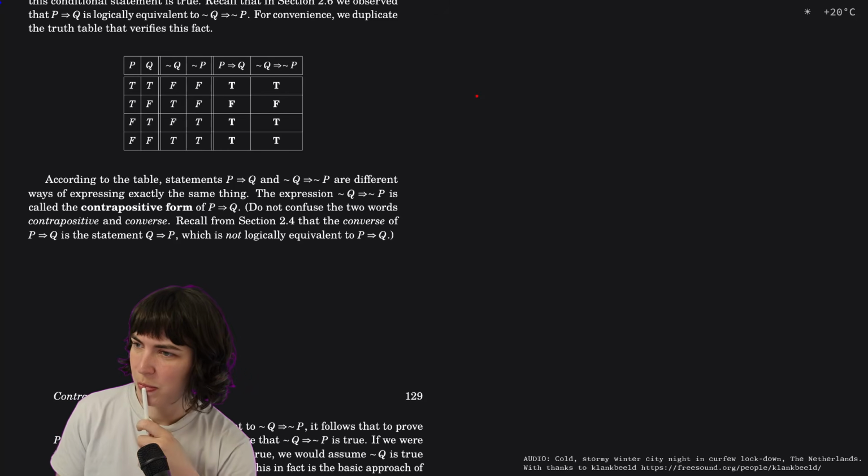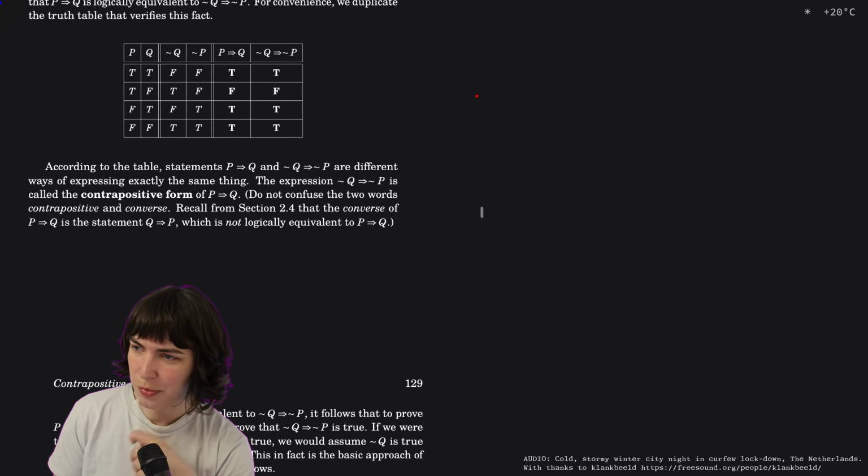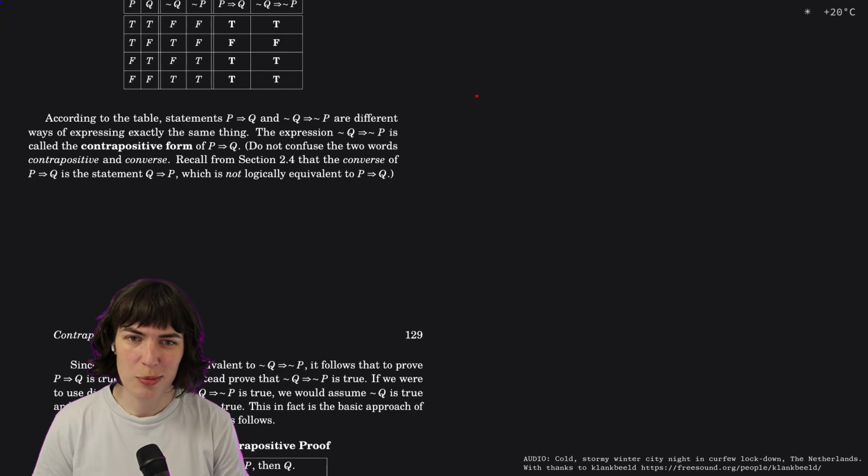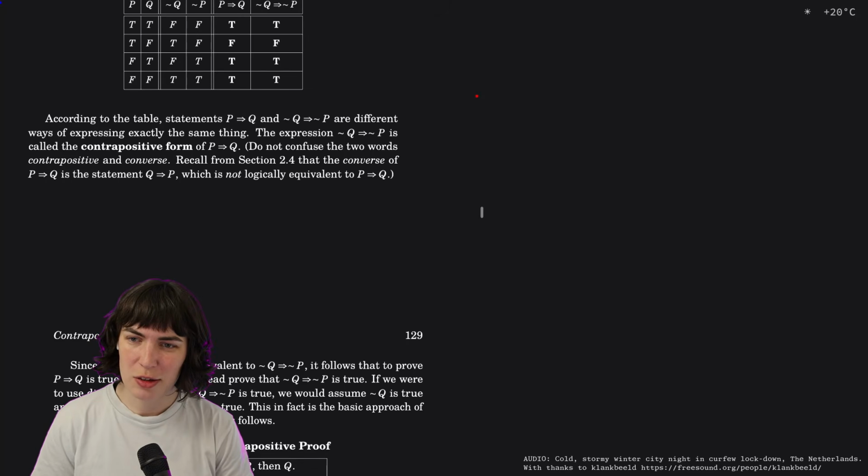According to this table, the statements if P then Q and if not Q then not P are different ways of expressing exactly the same thing. The expression not Q implies not P is called the contrapositive form of if P then Q. Do not confuse the two words contrapositive and converse. Recall from section 2.4 that the converse of P implies Q is the statement Q implies P, which is not logically equivalent to if P then Q.